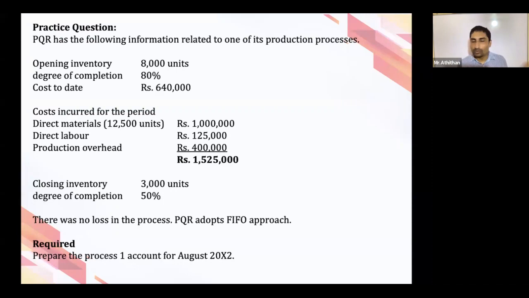So this is opening work in progress which cost 640,000. Okay, fine. Cost incurred for the period. Direct material 12,500 units for 1 million. Direct labor 125,000. Production overhead 400,000. So total 1.525 million.